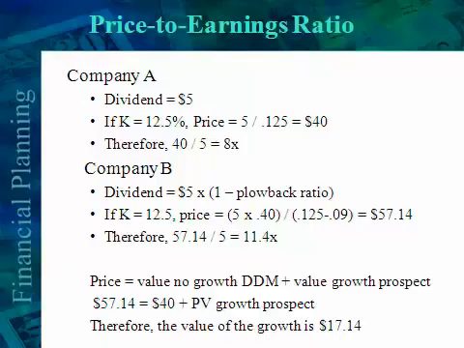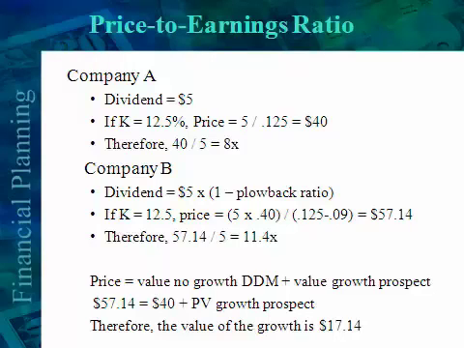The value per share for the second company using the constant growth dividend discount model is equal to $57.14. That's the $2 dividend payout divided by 3.5%. The 3.5 comes from the 12.5 adjusted by the 9% growth rate. The PE multiple will be equal to 11.4x.